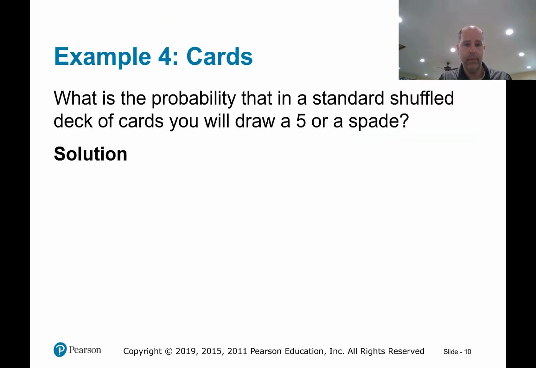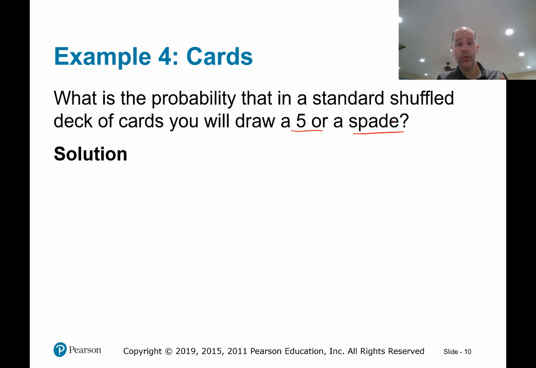All right. Now let's look at an example of where we have events that are not mutually exclusive. Okay. It says, what is the probability that, from a shuffled standard deck of cards, you will draw a 5 or a spade? Okay. A 5 or a spade. Well, how many 5s are there in a deck? There are 4. How many spades are in a deck? Well, there are 13 cards of each suit. So in this case here, a spade, which is one of the suits, has 13 cards.